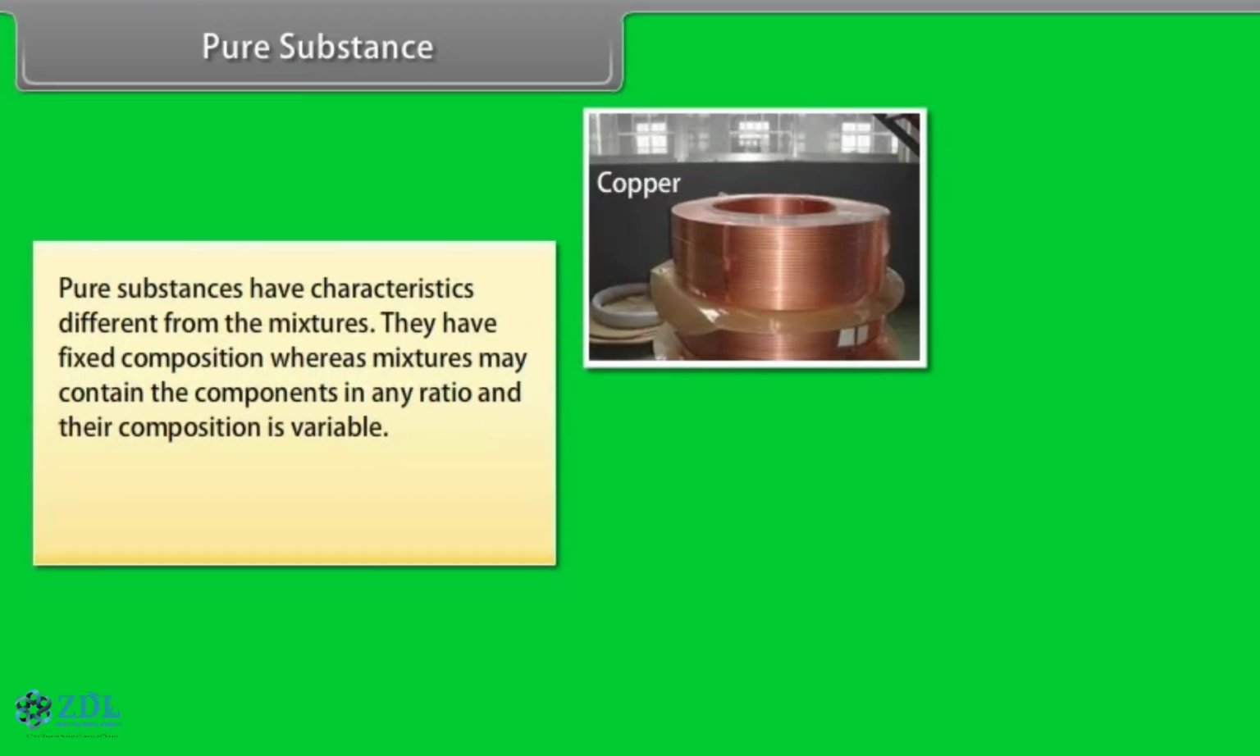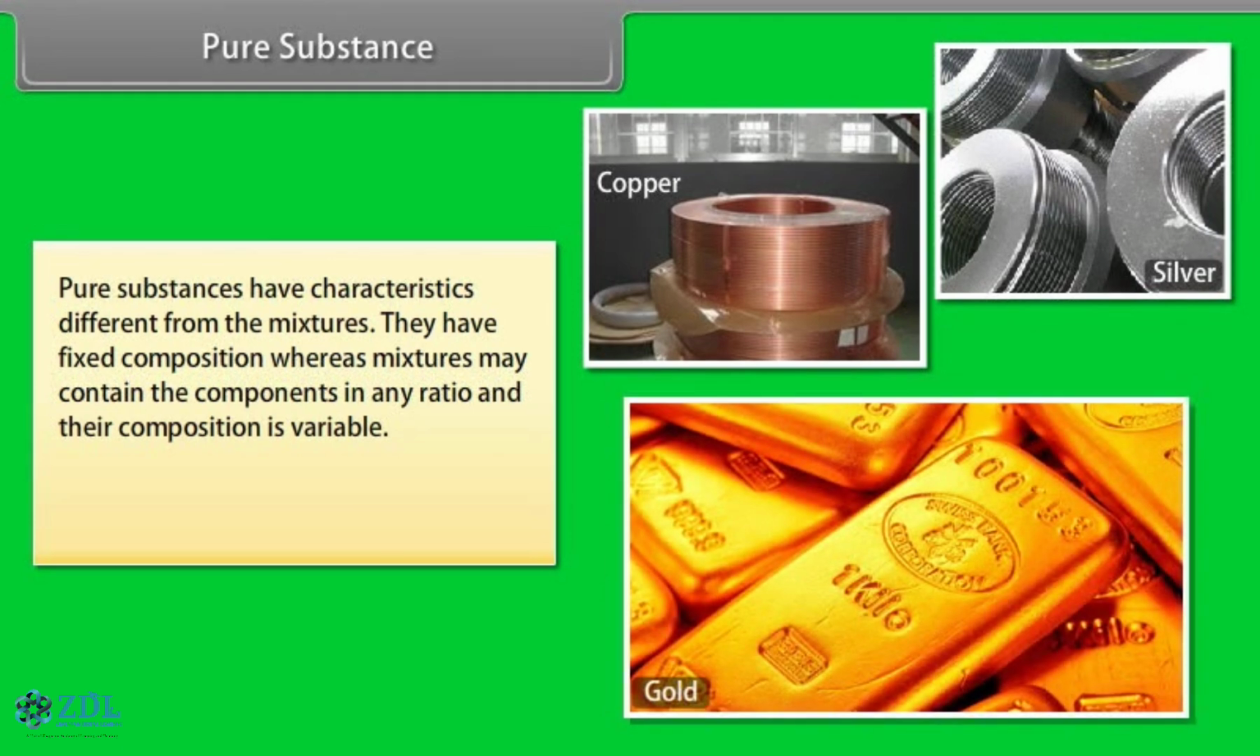Pure substance. Pure substances have characteristics different from the mixtures. They have fixed composition, whereas mixtures may contain the components in any ratio and their composition is variable. Examples: copper, silver, gold, water, glucose.